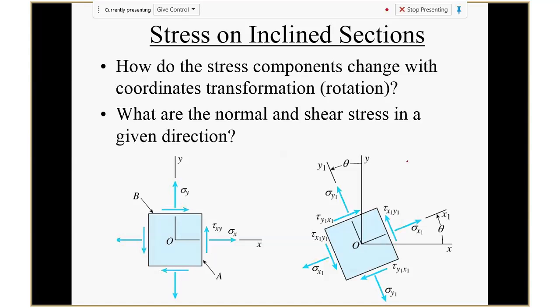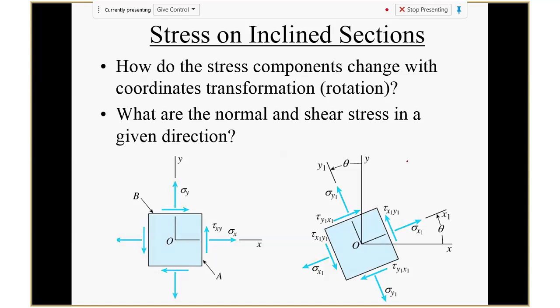One reason is when I have a complicated structure, sometimes I cannot use just one coordinate system. The structure is curved. So here I have this XY, and here I may have a different XY. So you need to know the relation: how the stress will change when you change the XY system.